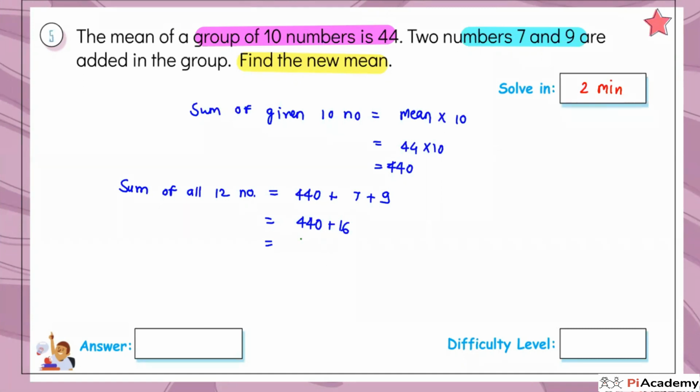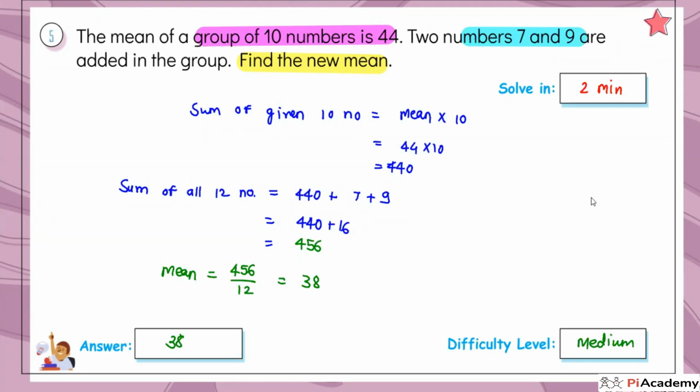Once you get this sum 456, now it's time to find the new mean. The mean is going to be the sum divided by the total numbers. So 456 divided by 12. If you divide 456 by 12, you are going to get 38. So 38 will be your answer. You can use short division or any method to get this answer. And the difficulty level of this question, you can consider medium.